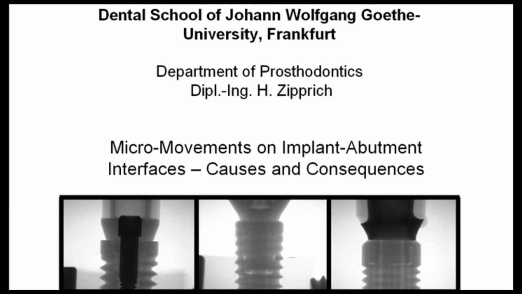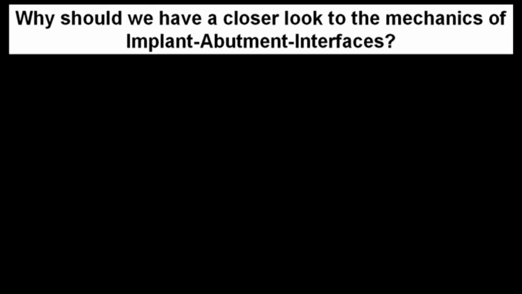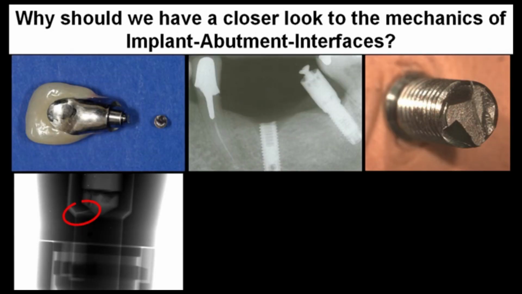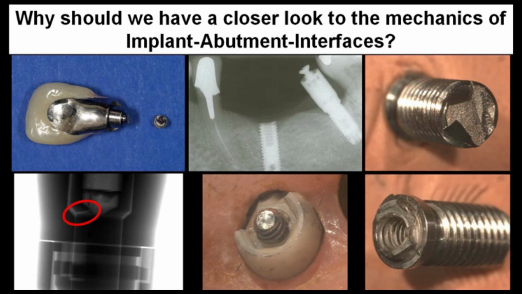And this brings us to the first question: why should we have a closer look at the mechanics of implant abutment interfaces? If you ask the implant companies, they will always tell you, we've got no problems with the mechanics. We have no screw loosening, perhaps parts per million or something like this. But then the question is why we find these results in the literature and in some studies.